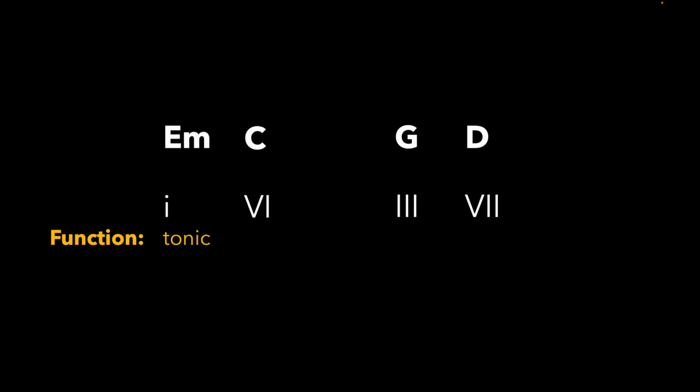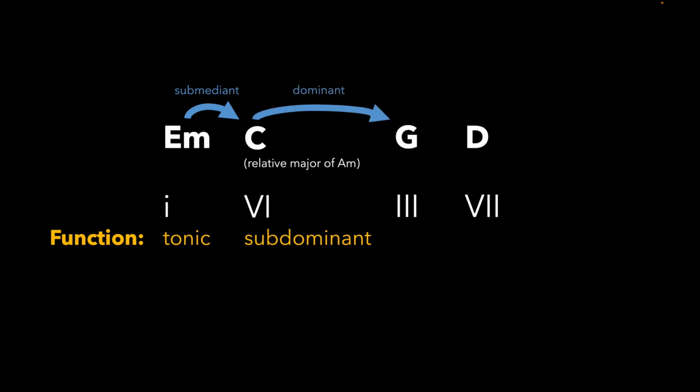Now, we then go to C major. C major is 6, it's the submediant. It has a subdominant function, and that's because it is the relative major of the subdominant, which is A minor. Then we go to G. That follows from C because it's the dominant of C. And G in E minor is a kind of tonic substitute, right? It's the mediant. It's the relative major of E minor, and so it has a tonic function.